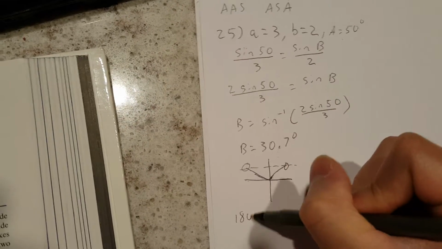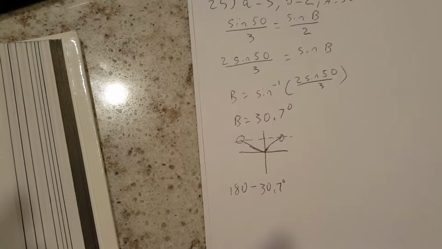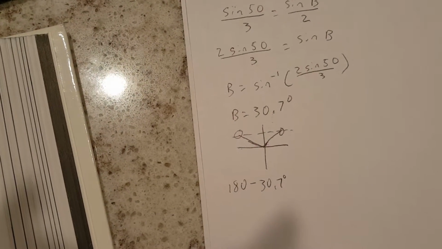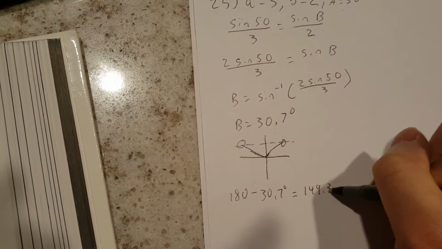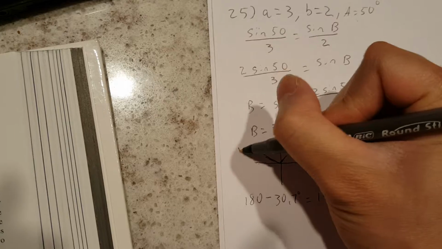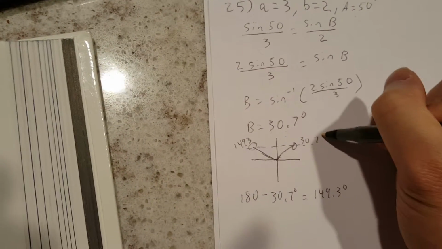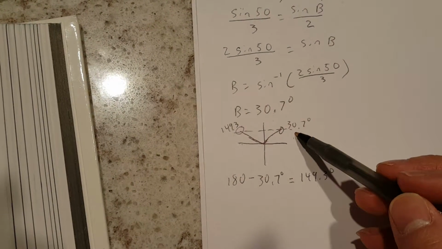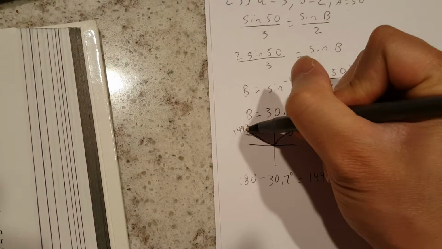So I do 180 minus 30.7, and that gives me 149.3. And that's this angle here. So you have two possible angles. You could have an angle of 30.7, or you could have an angle of 149.3.